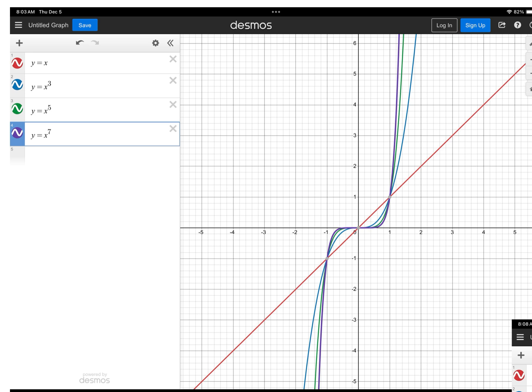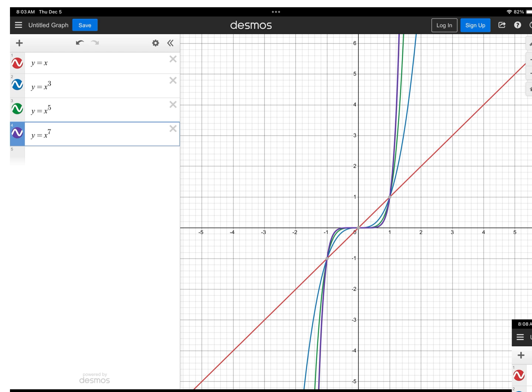But what happens when we put an odd degree of 3, and then 5, and then 7? We end up with a similar type of graph. It's like a squiggly line, right? But what could we say about all of these odd degree functions? Anybody? What do you notice?